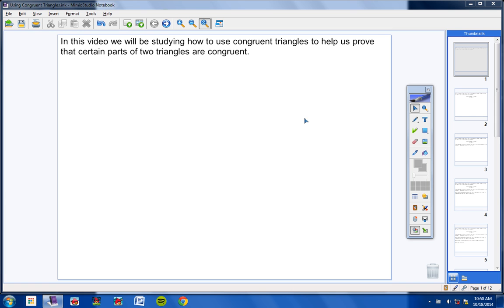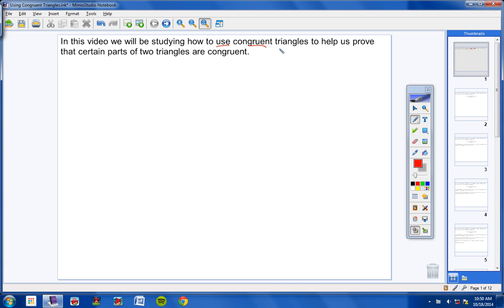Okay, geometry students, in this video we will be studying how to use congruent triangles to help us prove that certain parts of two triangles are congruent. Okay, let me say that again. We are going to be studying how to use congruent triangles to help us prove that certain parts of two triangles are congruent. Okay, so we've learned how to prove that triangles are congruent. Now we're going to learn how to use that information to help us prove that parts of a triangle are congruent, okay? And I will definitely explain that a little better a little later, okay?